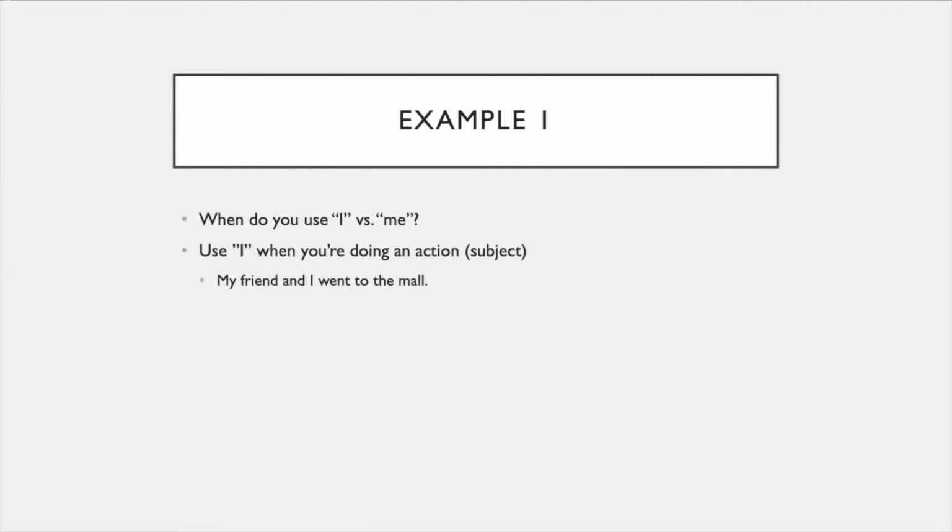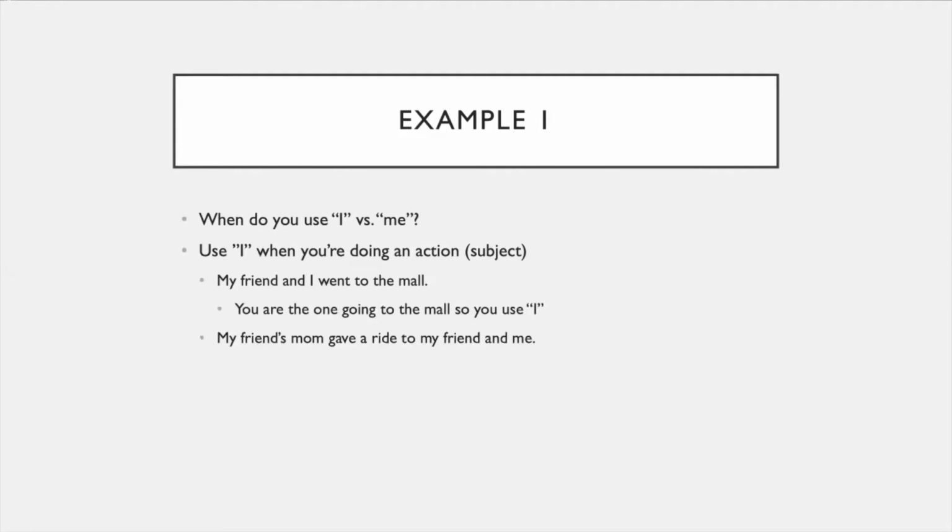So let's take the example, my friend and I went to the mall. Well, in the sentence, you're the one that's physically going to the mall, right? So you have to use a subject pronoun in the sentence, which is why I is correct instead of saying my friend and me went to the mall, because you're not receiving any sort of action. You're the one that's doing the action. So we have to use I in this case.